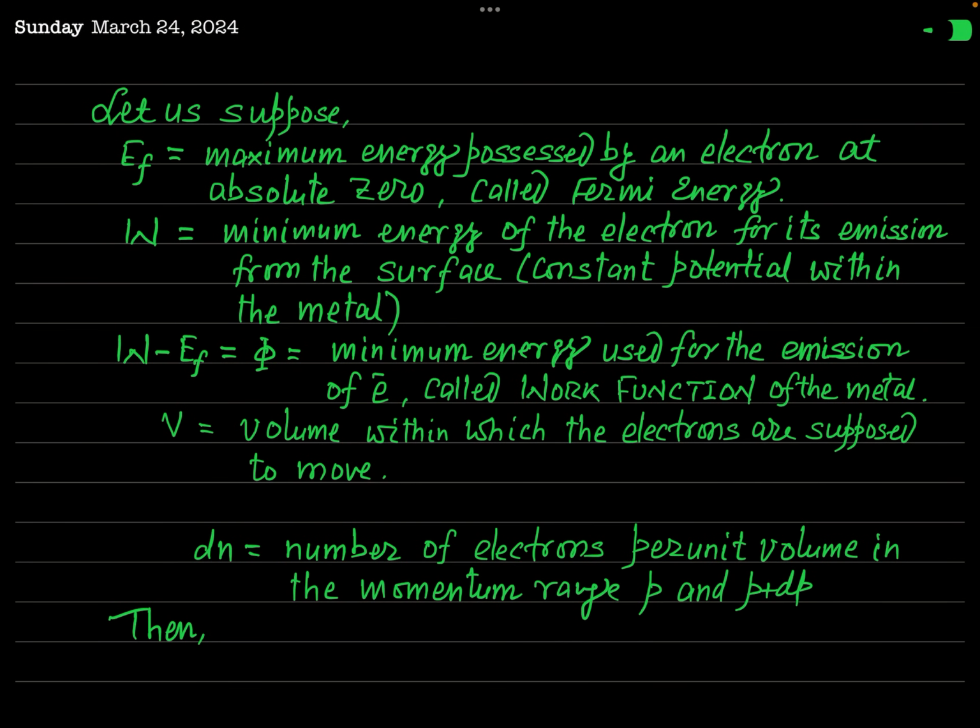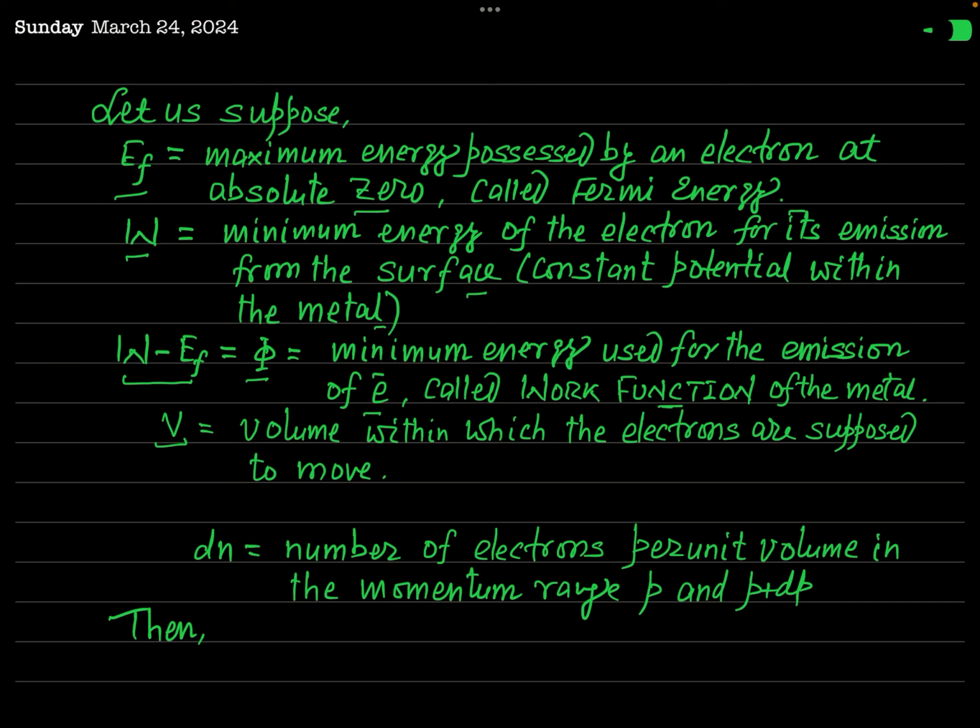Now I have mentioned all these things here, and you can note them down in your notebook. EF is the maximum energy possessed by an electron at absolute zero, meaning 0 Kelvin temperature, and this is called Fermi energy. W is the minimum energy of an electron for its emission from the surface, and this is actually the constant potential within the metal. And W minus EF, which is equal to phi, is the minimum energy used for the emission of an electron, and this is called the work function. We also consider that the specimen of the metal has a volume V, although we will consider a specimen of unit volume for calculation for simplicity. You will see later on.